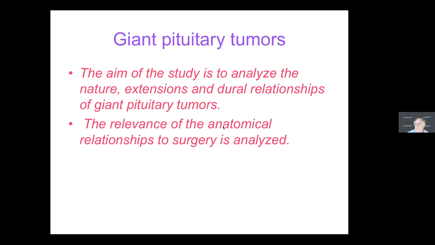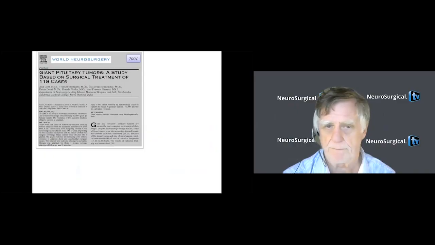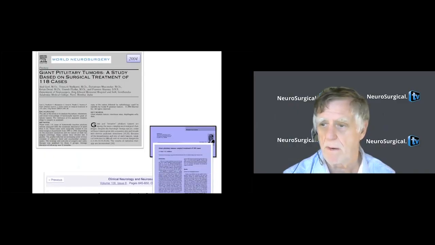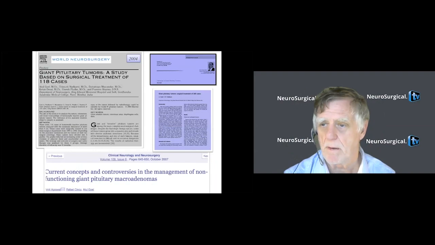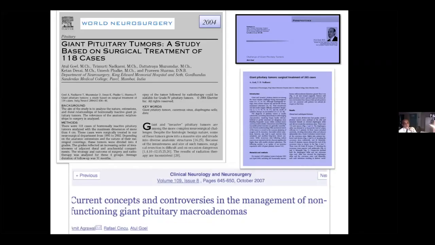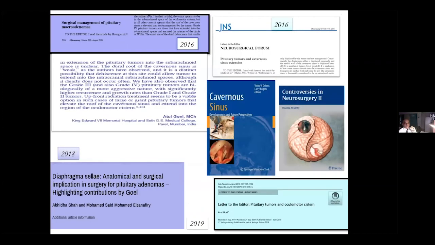Whatever I'm saying is quite heavily published, as you can see, in various publications of mine over several years. So now I'm doing pituitary tumor surgery maybe over 35 years. So I'm going to compile my presentation on the basis of this work. And these are some more articles on the subject and several book chapters in various books.